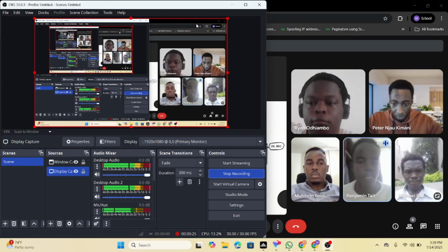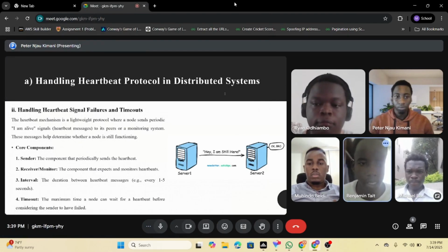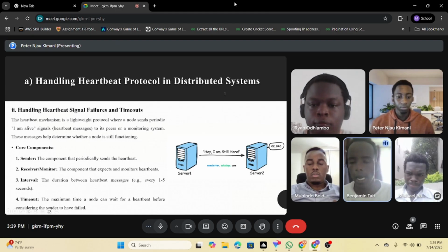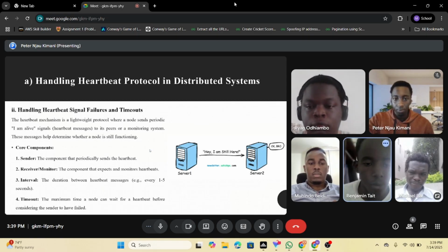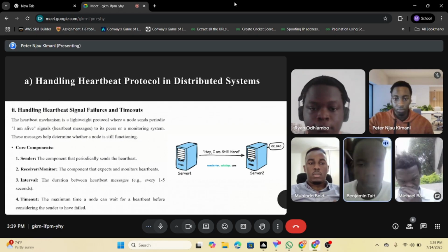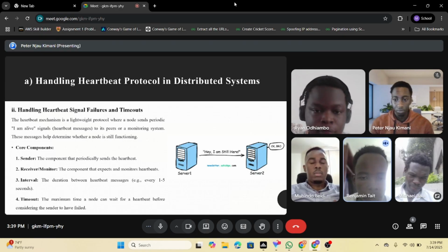Yes, so I'll be introducing this. How is the heartbeat protocol handled in distributed systems? What is the heartbeat protocol? The heartbeat mechanism is a lightweight protocol where a node sends a periodic alive signal. These are the heartbeat messages to its peers or a monitoring system. You can see the illustration that we have here on the slide. Server 1 is communicating with server 2, just letting it know that, hey, I'm still there, so it's still alive.